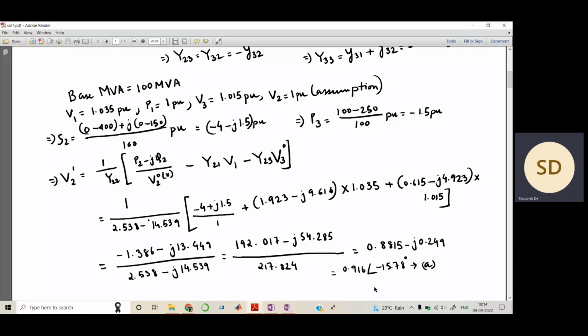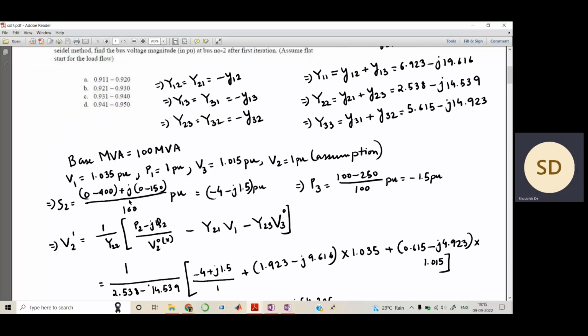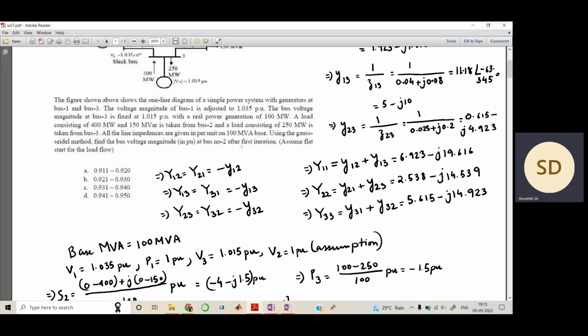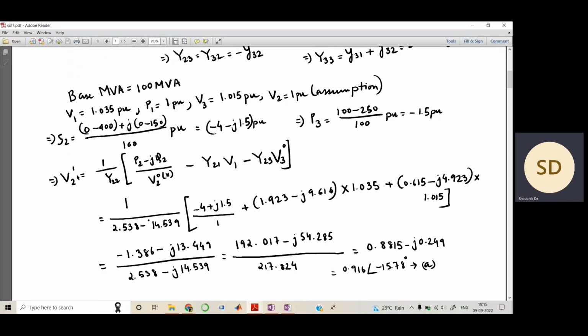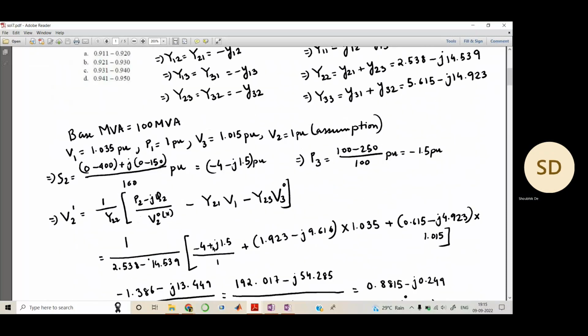So finally when I do this, it comes out to be 0.916 at an angle of minus 15.78 degrees, which is your option A. Now we have to stop here only, because clearly they have told us to find the voltage at bus 2 after the first iteration. That is why this is written as 1. They have told us to find the magnitude, so this would be 0.916, which is your option A.